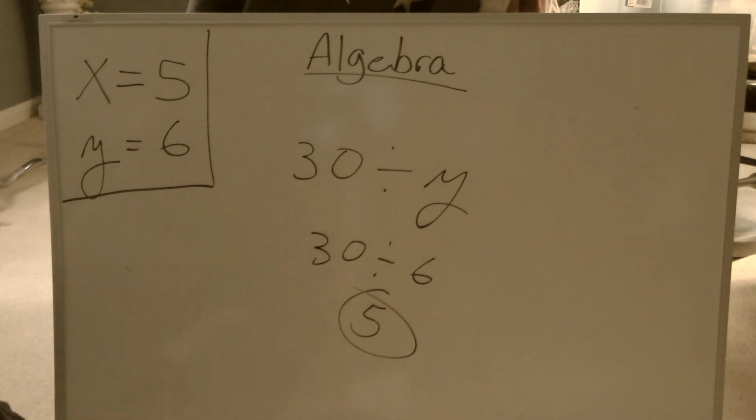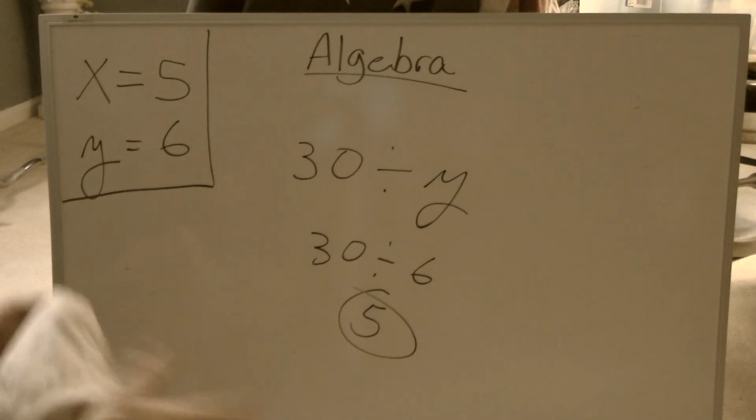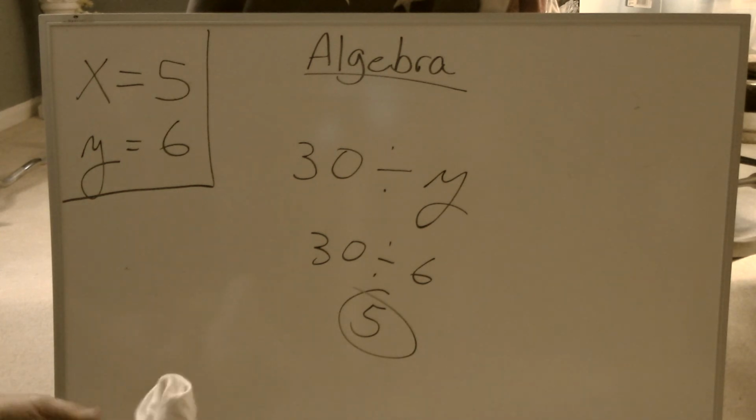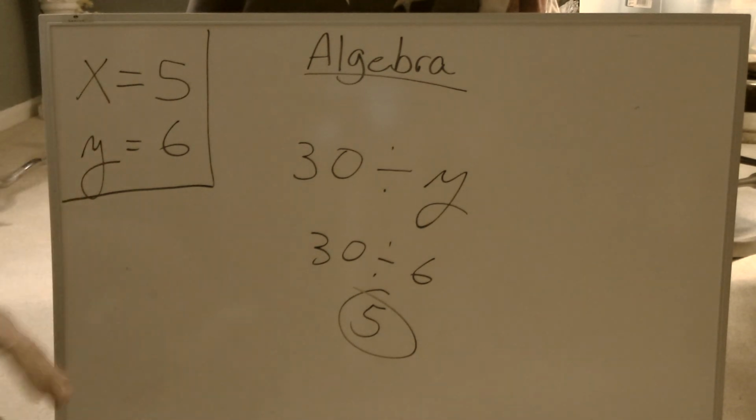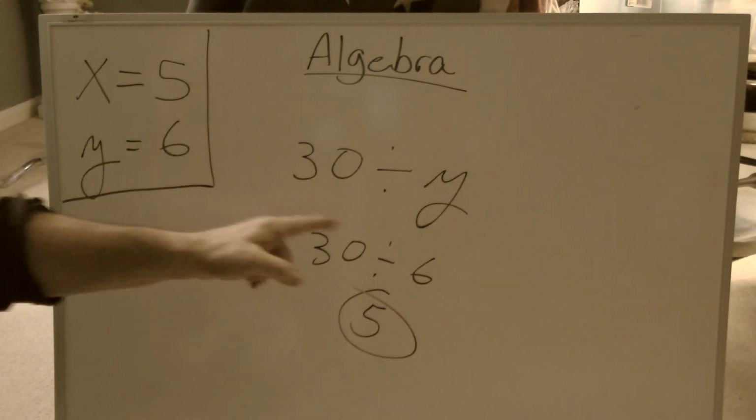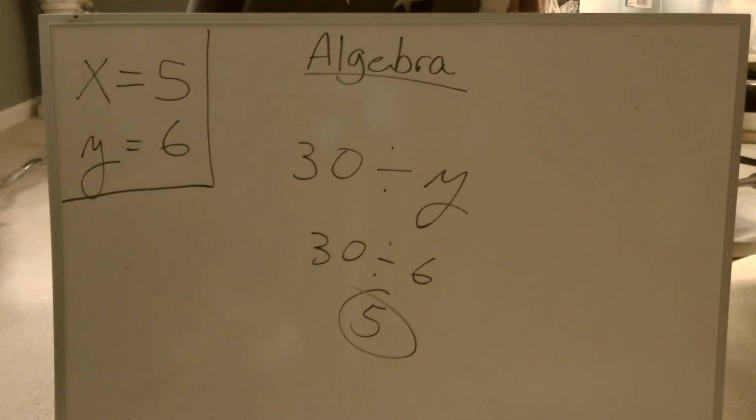Okay, so what we learned in this short video is simply that a variable, which is an x, a y, an n, a z, a w, represents a number. And when you start doing algebra, you are given mathematical expressions, and you have to take whatever number that variable represents, and you put it into that variable and then do what it says. So in this case, it was 30 divided by 6.